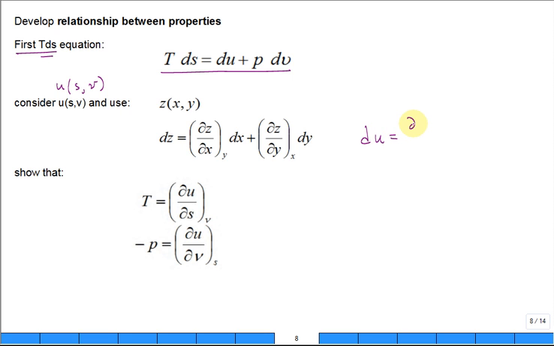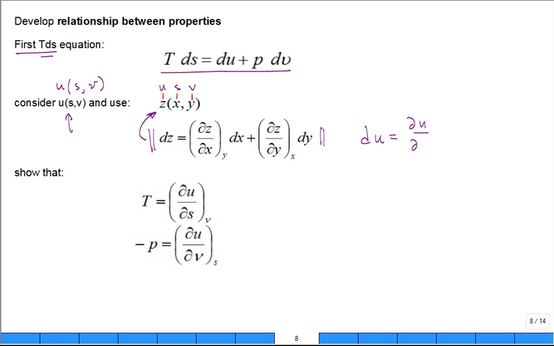The rate of change of internal energy with respect to, trying to just adapt this equation, which is in general applied to this, but now we're applying it to there. U is a function of S and V. So here, U, S, V. So every place I see Z, replace it with U. Every place I see X, replace it with S. Every place I see Y, replace it with V.